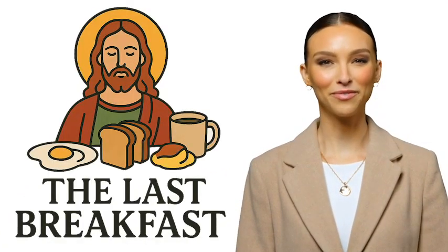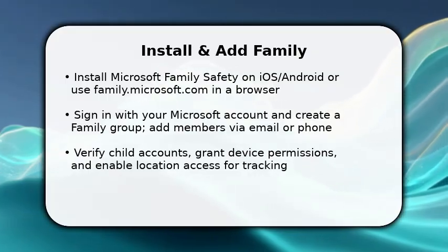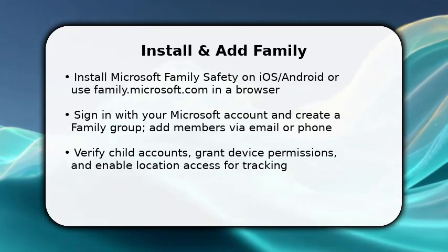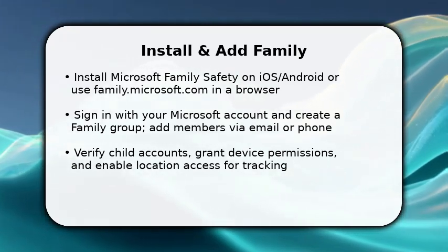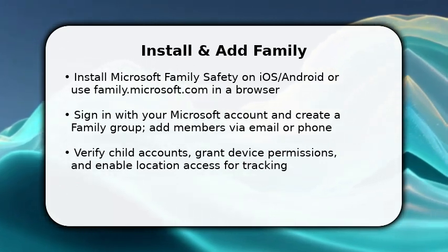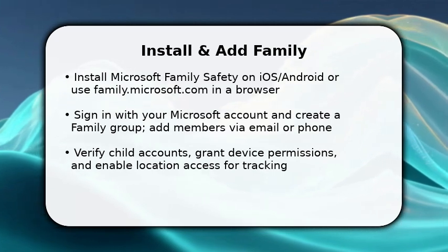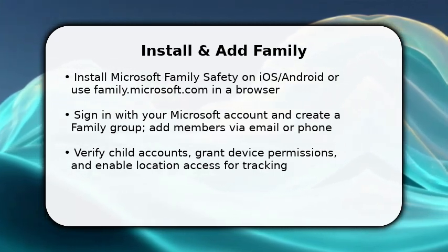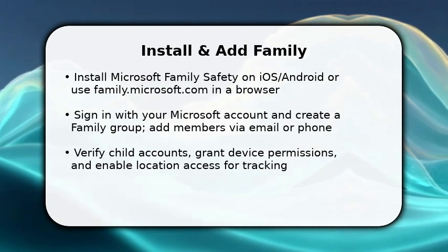Please enjoy the video. You start by installing the app and signing in with your Microsoft account. This connects everything. Once signed in, create a family group and immediately add members using their email or phone so they receive invites. Make sure child accounts are set as kids because that unlocks parental controls.